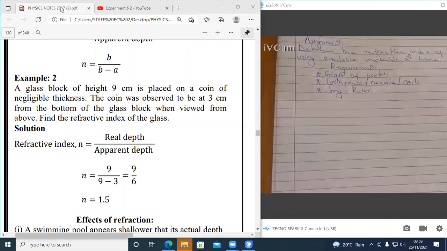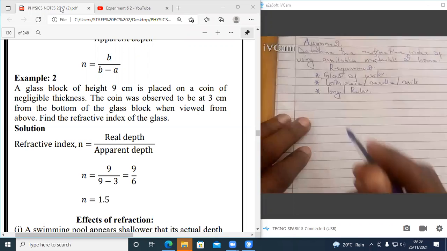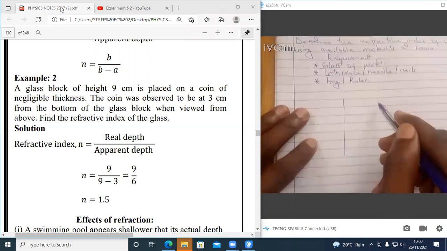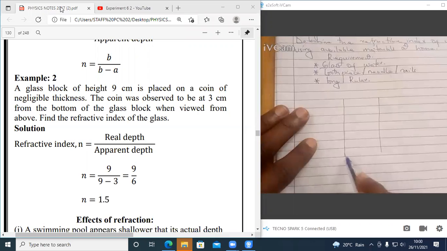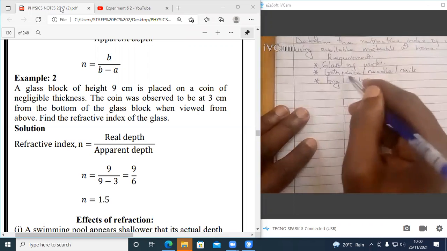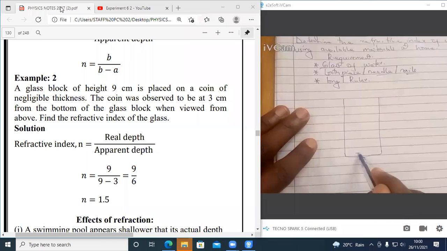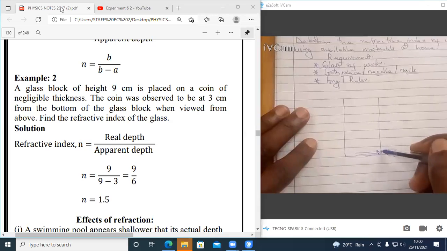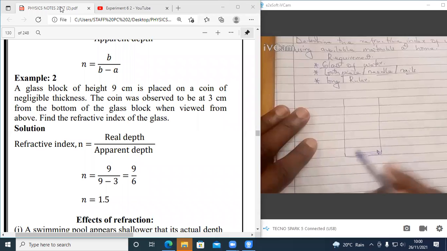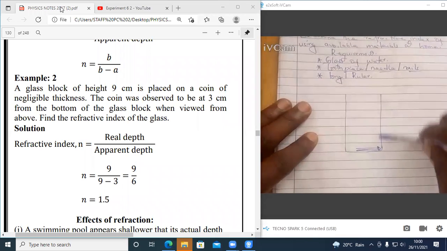Then you look at the setup. You get a glass of water. You pick a toothpick, a needle, or a nail, and put it inside the water at the bottom, beneath the water. It must be touching the edge of the glass. Because you don't have the retort stand, use your hand as a retort stand.